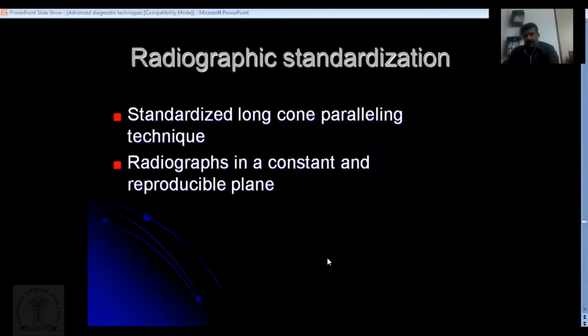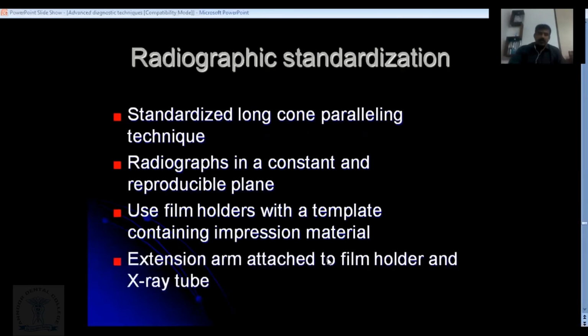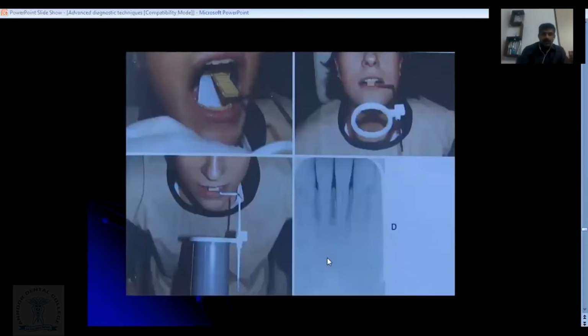And radiographs have to be taken in a constant and reproducible plane. That's what I explained before. And to standardize radiographs, you can use a film holder with a template containing impression material. I'll just show you. Now this is the paralleling technique. You have a film holder, and this film holder is attached to the X-ray tube, so the film is placed parallel to the long axis, and then you take a radiograph, so you get a very good radiograph.